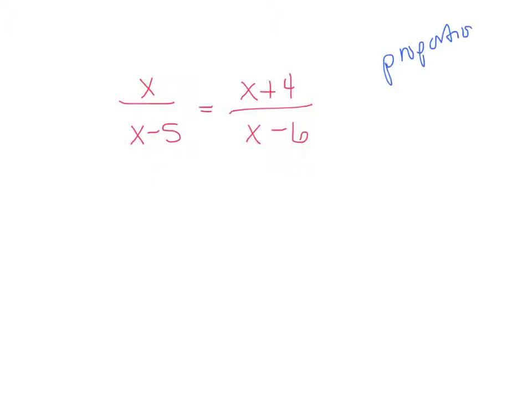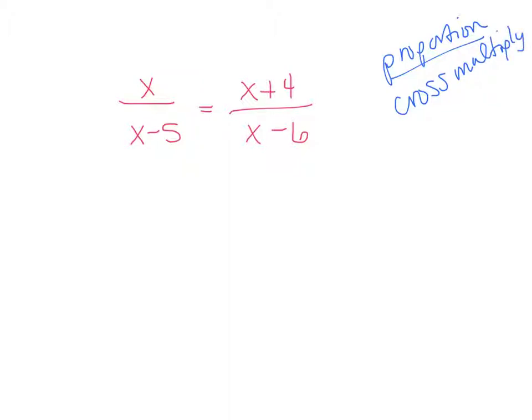So there's three examples that I want to walk through. The first one is x over x minus 5 equals x plus 4 over x minus 6. What you have here is a fraction equal to a fraction. This is called a proportion. Whenever you have that kind of setup, you solve proportions by cross multiplying.